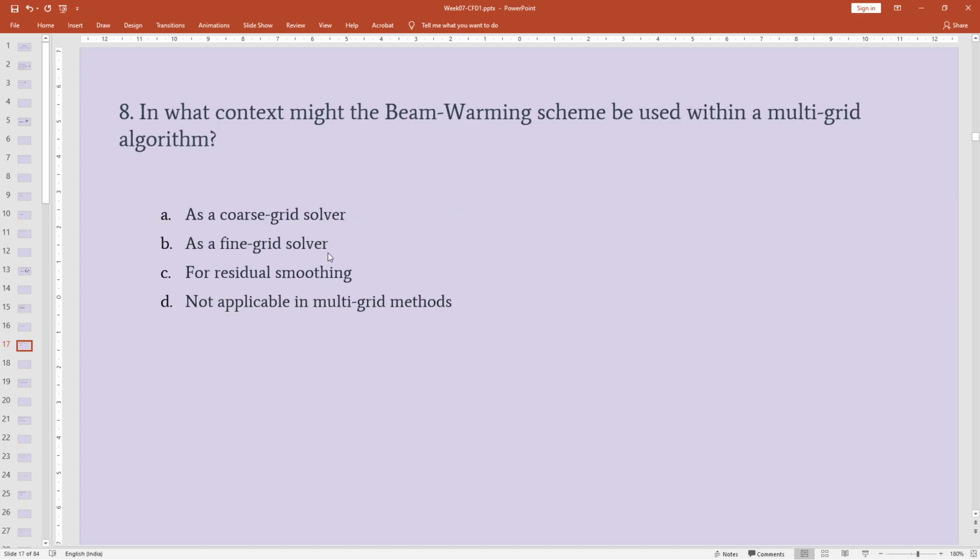Next question is on the Beam-Warming scheme or Beam-Warming method. In what context might the Beam-Warming scheme be used within a multi-grid algorithm? Options are: A, coarse grid solver. Option B, a fine grid solver. Option C, for residual smoothing. Option D, not applicable in multi-grid methods. You can inbox your answers.